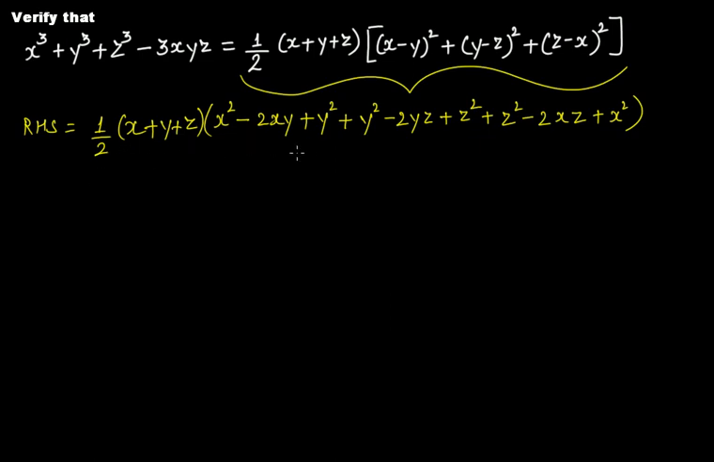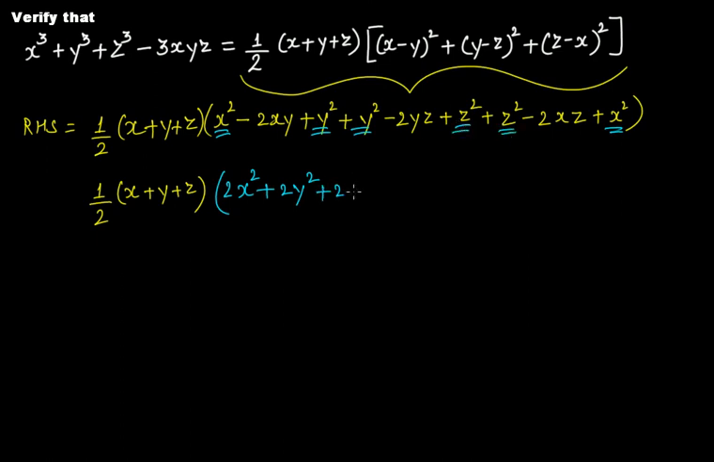Okay, now from here, this is half (x plus y plus z), and you have x squared and x squared, so this is 2x squared. You have y squared and y squared, this is 2y squared. You have z squared plus z squared means 2z squared. And then you have minus 2xy, minus 2yz, and this is minus 2xz, we can write it as 2zx. You can even write 2xz also, but it's like a rhythm, 2xy, yz, zx, right?